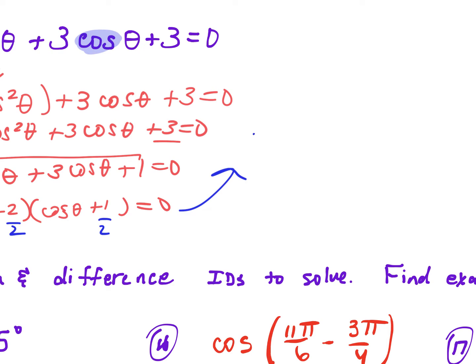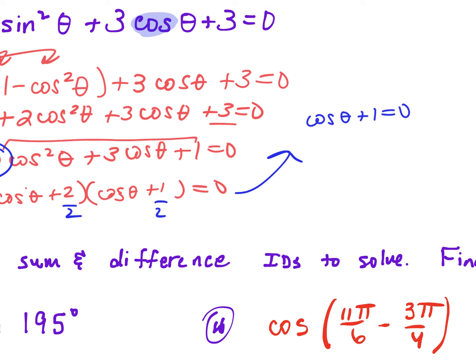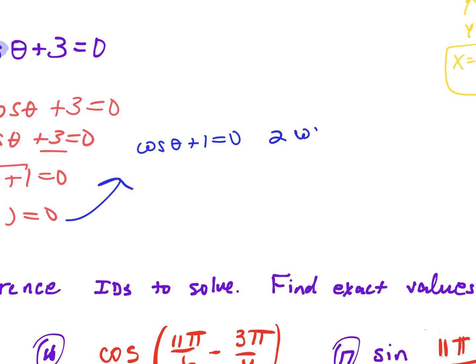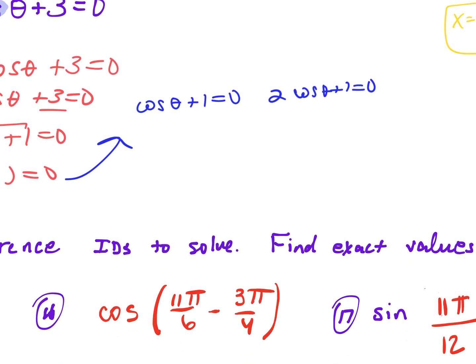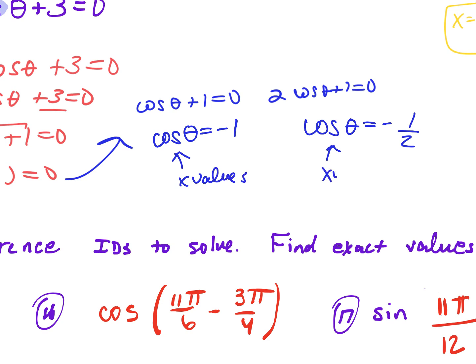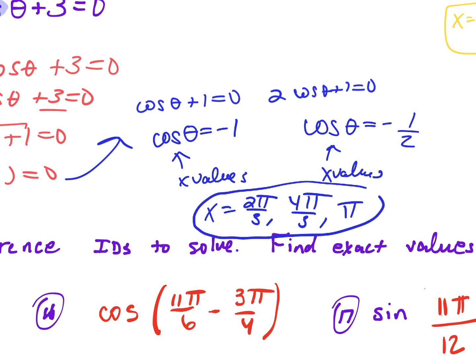So let's move up here. We have cosine theta plus 1 equals 0. And cosine theta what? 2 cosine theta plus 1 equals 0. Move 1 over, it becomes negative. So I'm looking for where cosine is negative 1, and where cosine is negative 1/2. What are my cosine values? What are my answers, ladies and gents? 2 pi over 3, 4 pi over 3, and pi. Well, my x values would be negative 1.